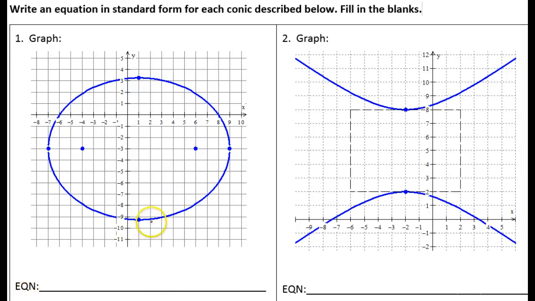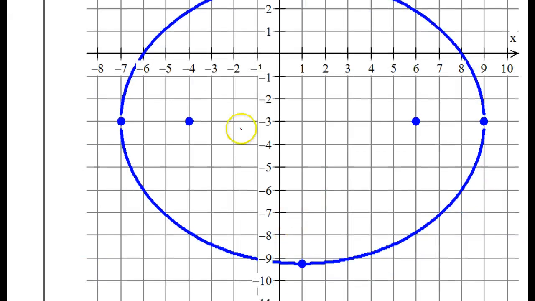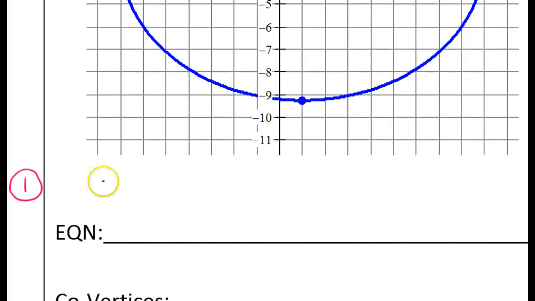In this video, I will show you how to take the graph of a conic section like an ellipse or a hyperbola or a parabola or a circle and come up with the standard form equation. This is an ellipse, a horizontal ellipse. The standard form equation of an ellipse looks like this.